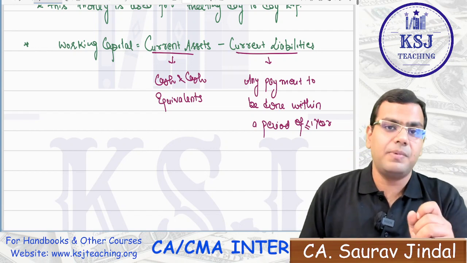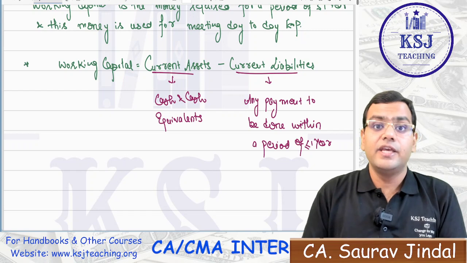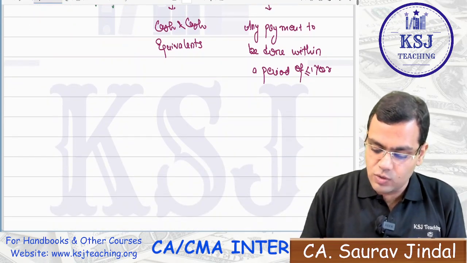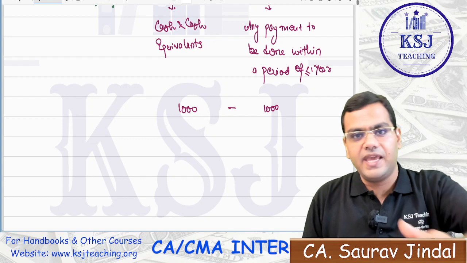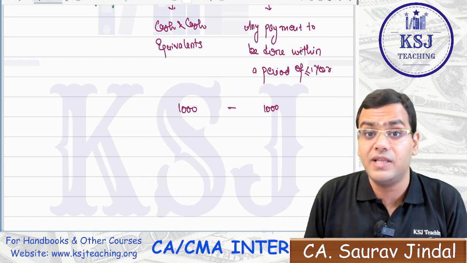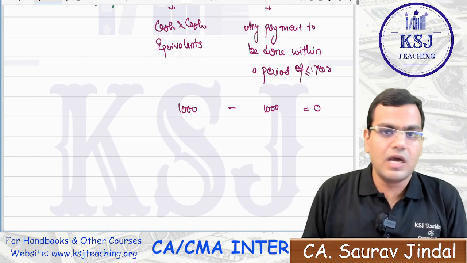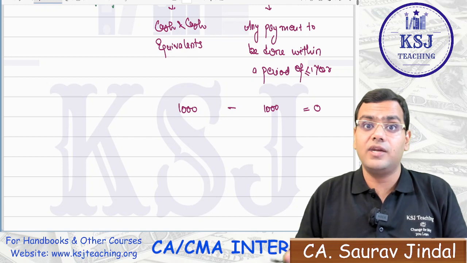Now, working capital says that if you have to pay someone, that is a current liability, you should have more money in your pocket. For example, if you want to pay someone 1,000 rupees, and if you have 1,000 rupees in your pocket, now after paying the current liability, what will be the amount left in your pocket? The amount left will be 0. Now, how will you meet your day-to-day expenses? No, sir, you will not be able to meet your day-to-day expenses.